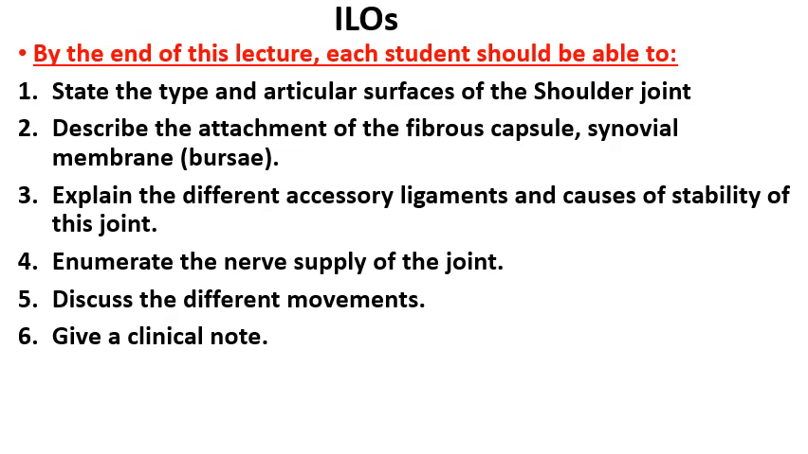We will see whether the joint is a stable joint or not, and what are the causes of stability of this joint. Then we will enumerate the nerve supply of the joint. Then we discuss the different movements, and finally we will give a clinical note.